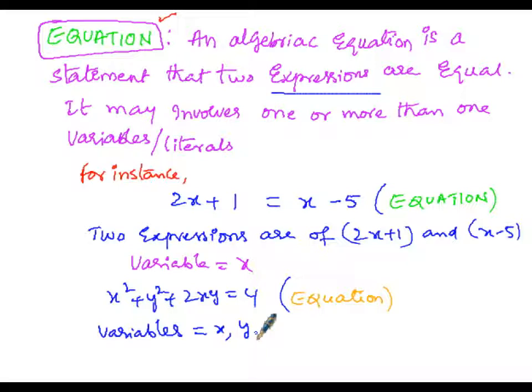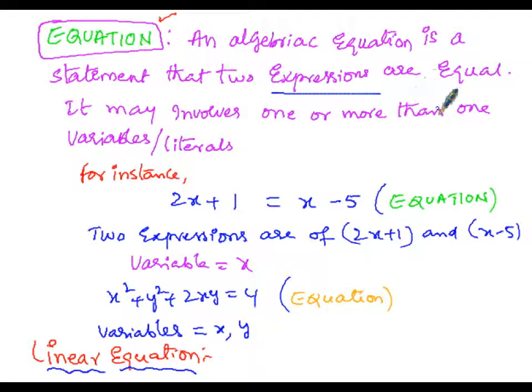Then let us go for another definition, that is linear equation. We have already discussed the definition of an equation. An equation is a statement in which there are two expressions which are equal. For instance, when we consider 2x plus 1 and x minus 5, these are the two expressions. There is an equality symbol, the two expressions are equal, so this is an example of an equation in which the variable is one, that is x.